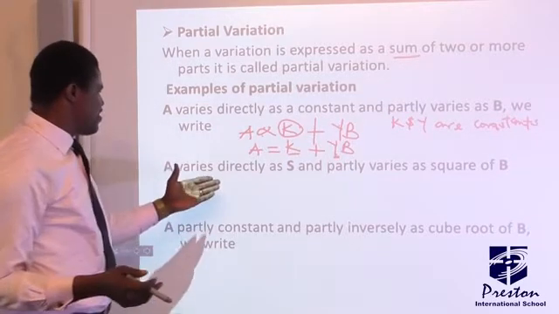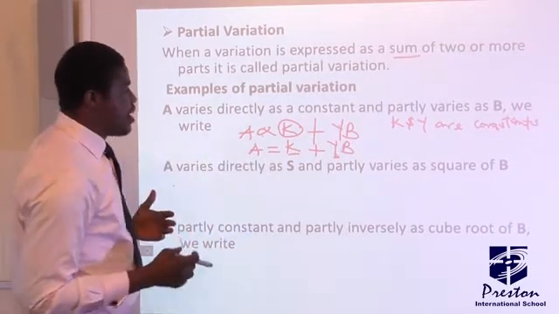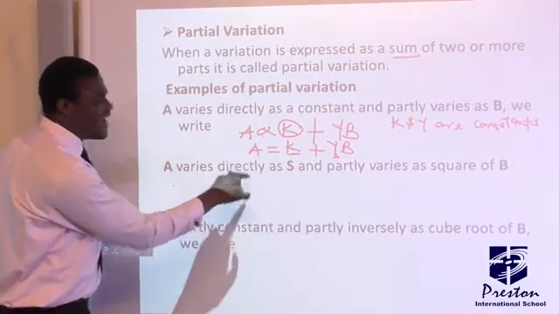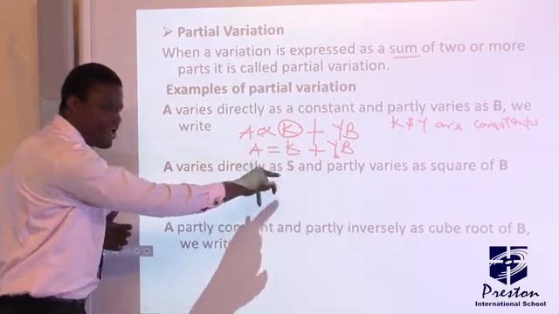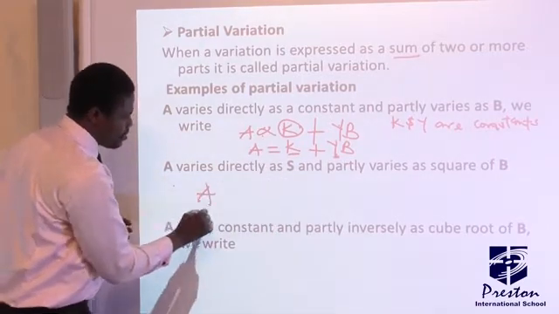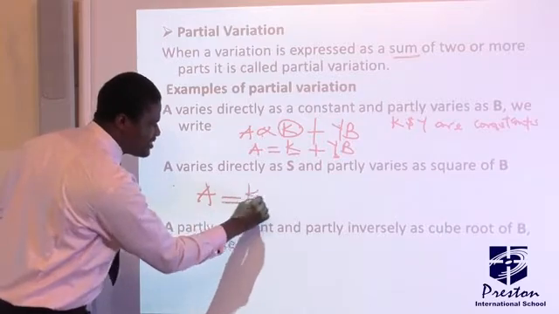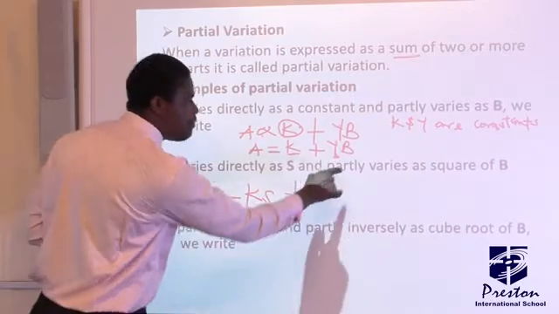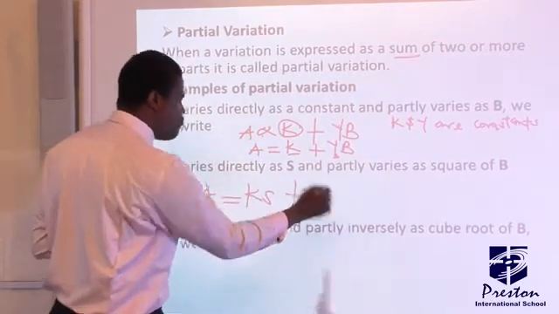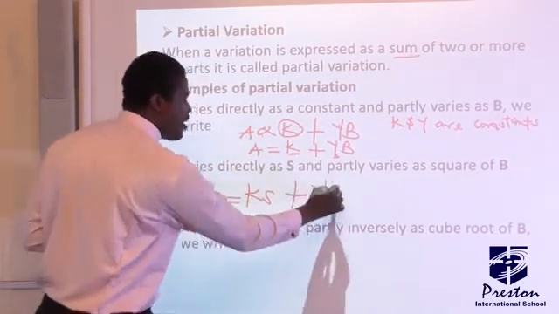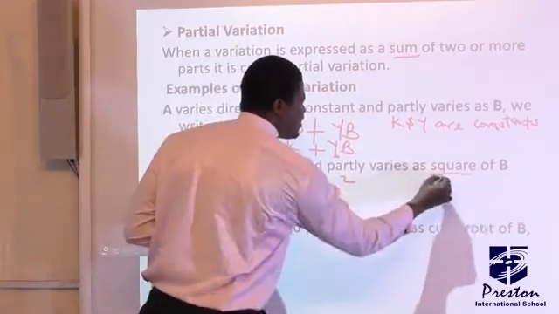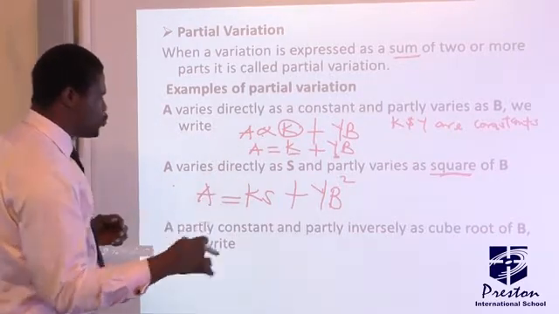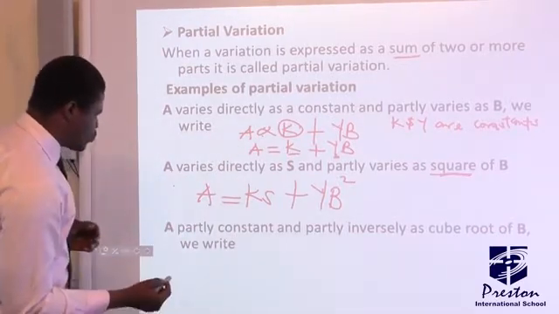Also, A varies directly as x and partly varies as the square of b. Take note of this one. At this point, it's not varies directly as a constant, but as a variable. So at this point, we have A is equal to constant x because it varies directly, and partly varies as the square of b. So another constant y, b squared. So please, anytime you are solving questions involving partial variation, take note of all these squares, square roots, cube roots, and others.